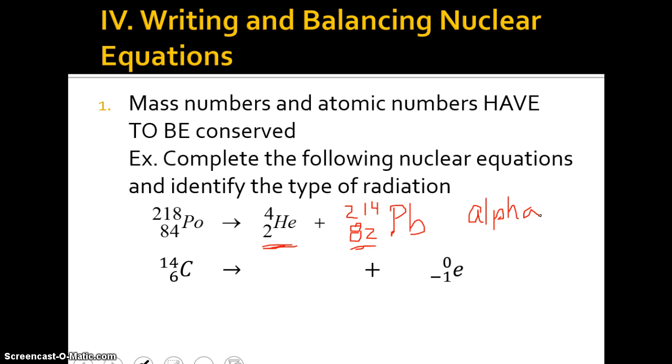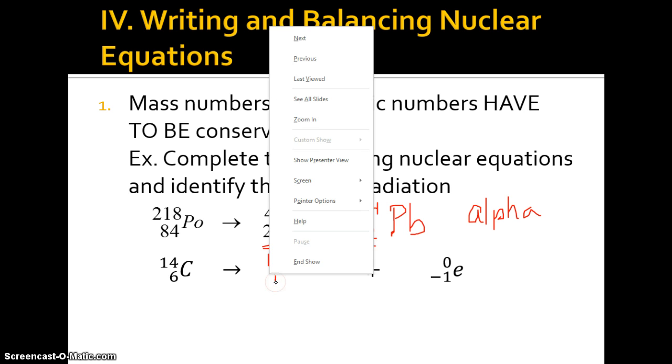Now you should pause and try to do the next one. So we've got carbon-14, 14 over 6 C. We need to get the mass number and the atomic number to be equal. We've got 14 on the left. We only have 0 on the right, so we still need to have 14. We've got 6 on the left at the bottom and negative 1 on the right. So negative 1 plus what is 6? Negative 1 plus 7 is 6.